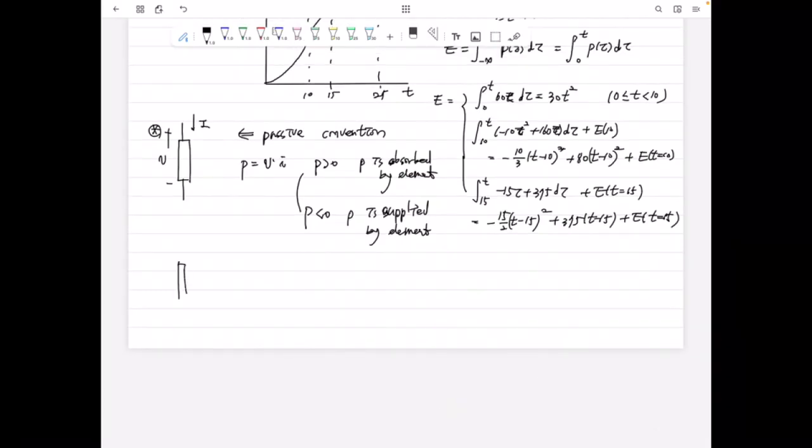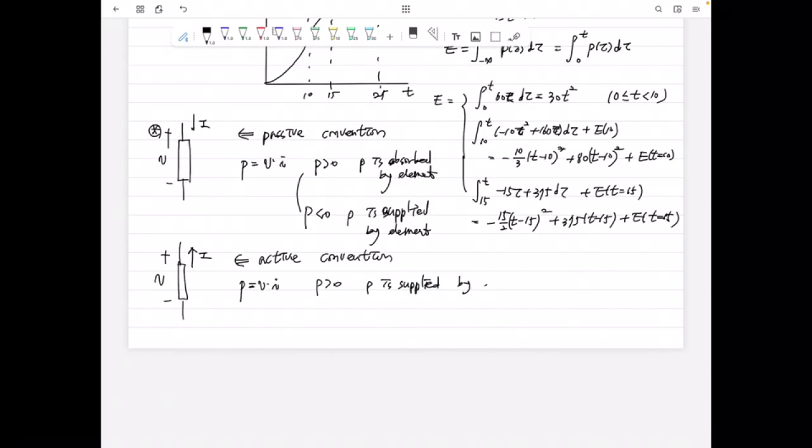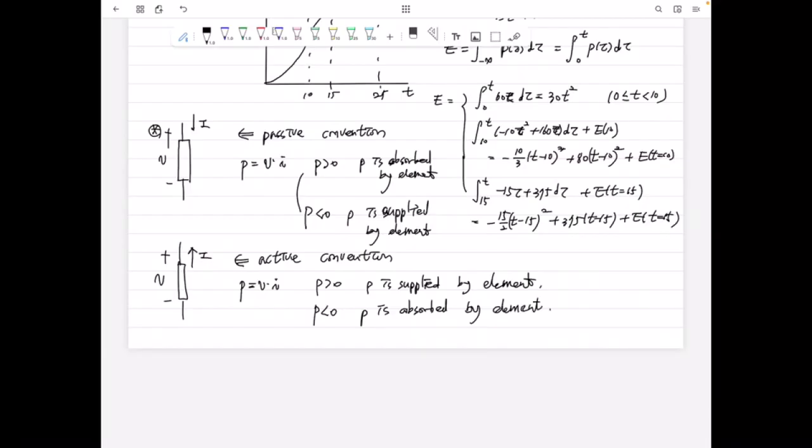And if we define the direction of current in this manner, with this V and the current defined the other way, we call this the active convention. Then power is the same thing, V times I. Then if P is positive, that means P is supplied by the element, and if P is negative, then P is absorbed by the element. So when you define the power in the circuit, you need to check the exact direction of the current. That's very important.